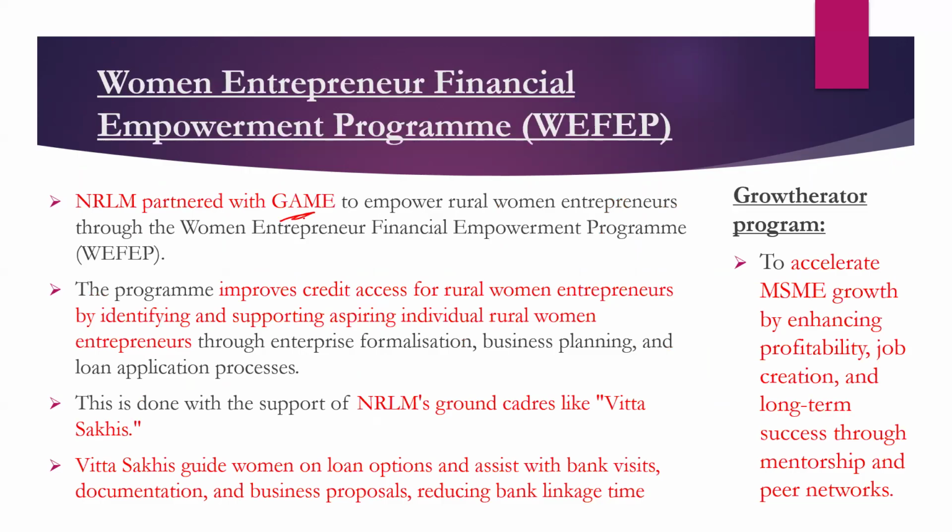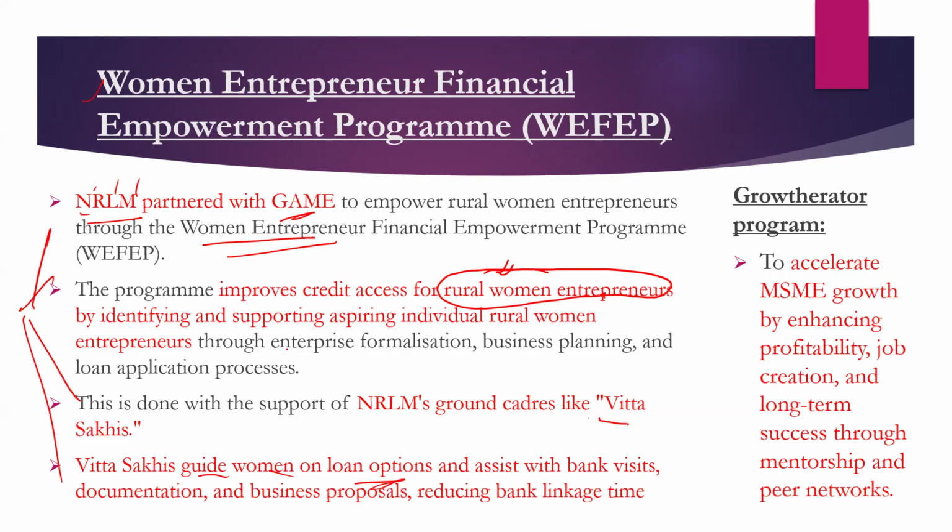Now, why we are focusing on GAME, that is Global Alliance for Mass Entrepreneurship, is because it has partnered with the National Rural Livelihood Mission to promote women entrepreneurs, especially rural women entrepreneurs, under the scheme Women Entrepreneur Financial Empowerment Program. Here the aim is to improve credit access to rural women entrepreneurs. They are doing it through their sakhis, and these sakhis guide women on loan options and all. So please cover this aspect also. Now under the program, a new program is there, the Growth Accelerator program, to accelerate MSME growth by enhancing profitability, job creation, and long-term success.